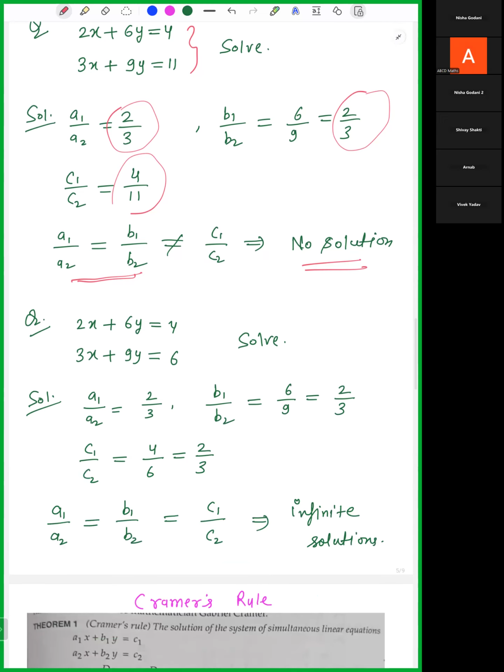Third one, here all ratios are equal. So this means the system has infinitely many solutions.